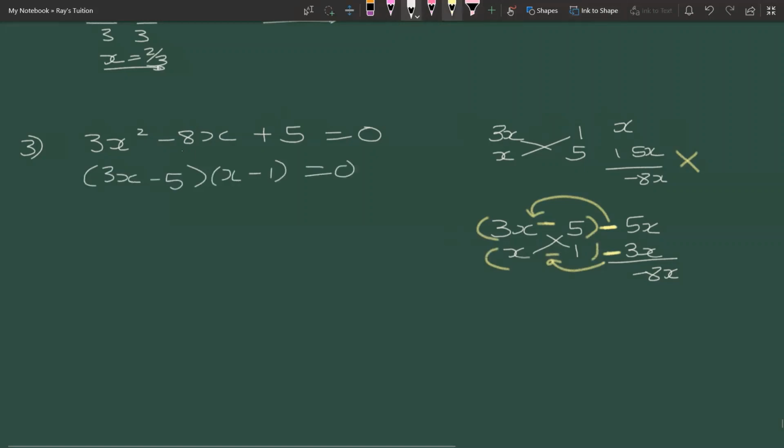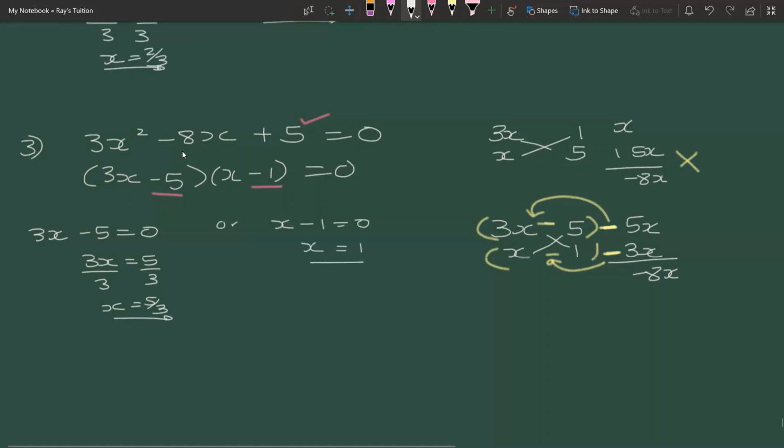What I'm going to quickly do is a quick check to check that our factors are fine. So minus 5 times minus 1 is positive 5. So that seems to make sense. So then let's carry on with our solution. 3x minus 5 is equal to 0. So 3x is equal to 5. Dividing both sides by 3, we get that x is 5 over 3. Let's do the other one. Or x minus 1 is equal to 0. So x is equal to 1.